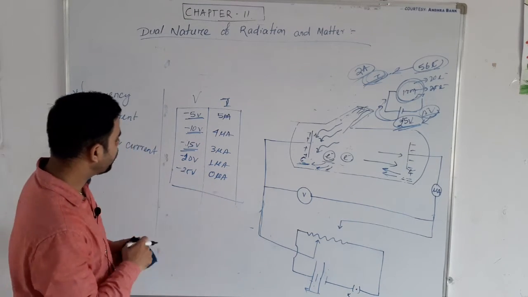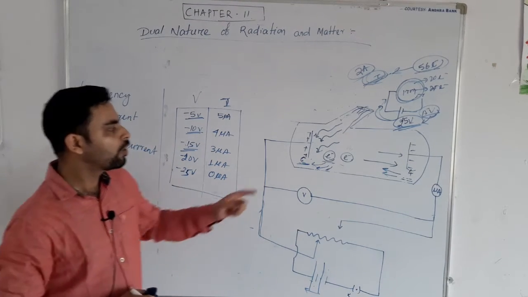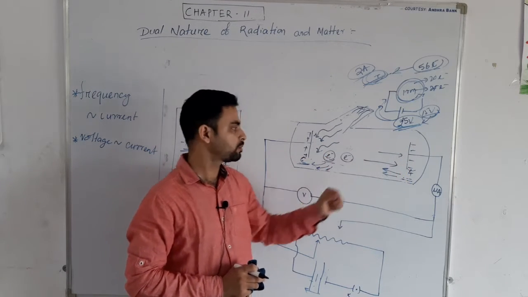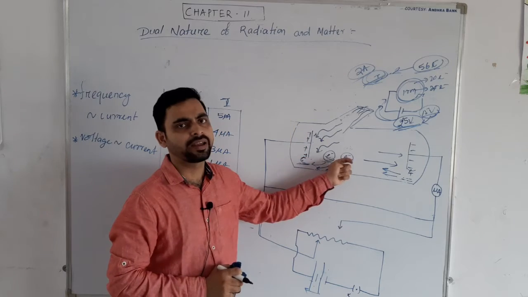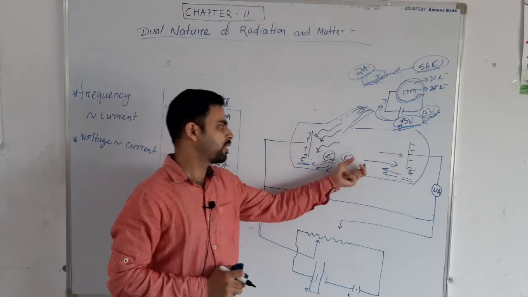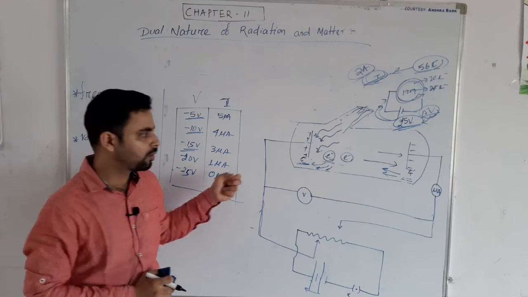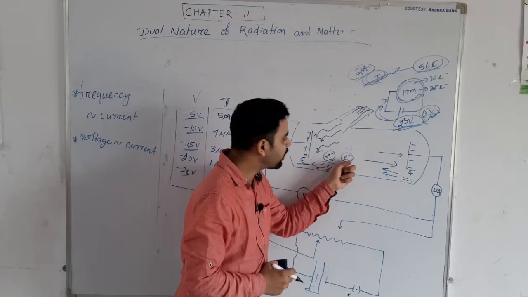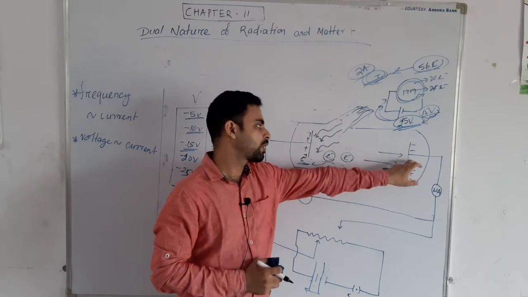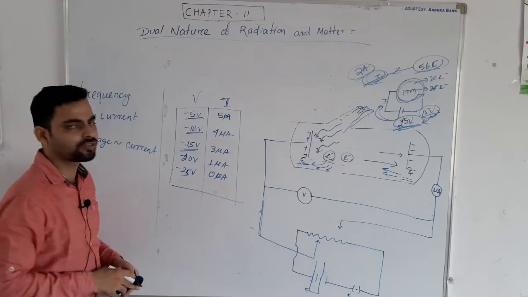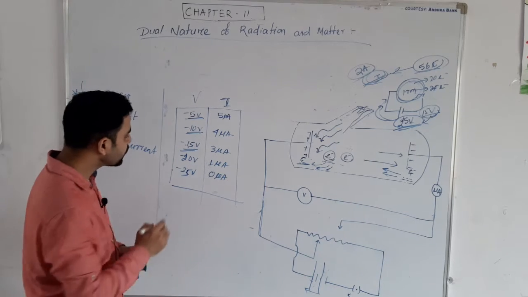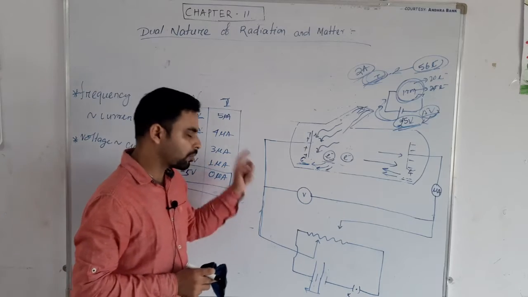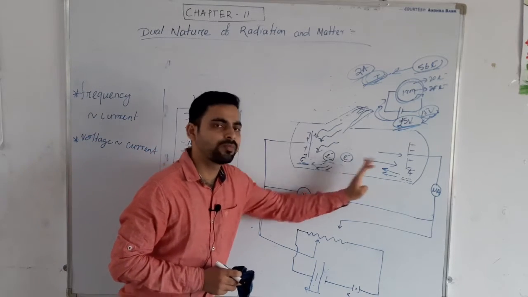That means at 25 volts, no electrons are capable of reaching plate A. No electron has enough kinetic energy to reach plate A, because C is pulling it this way and A is pushing it, repelling it. So the electron has no energy to reach A and give me current. That means none of the electrons can reach plate A.